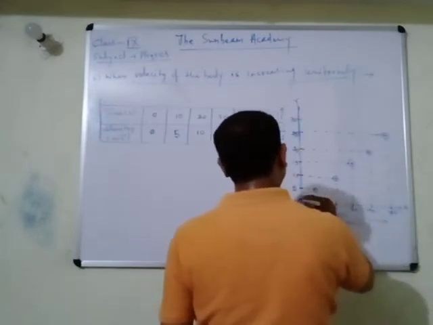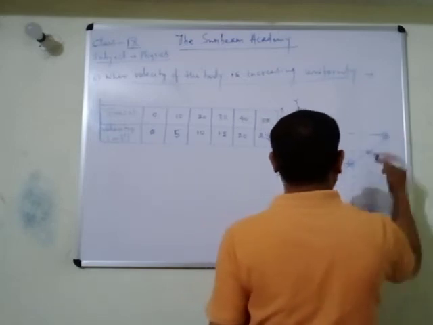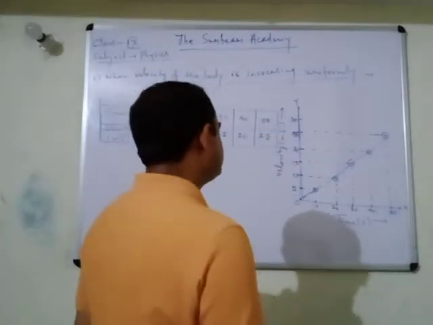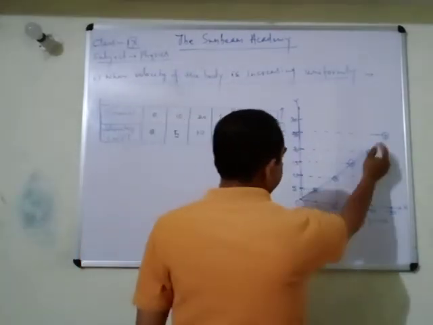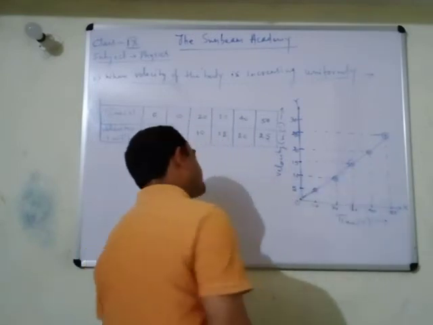Now here, joining these points, you will get the velocity time graph. If increase in the velocity is uniform, then this line is a straight line. This line is the straight line.